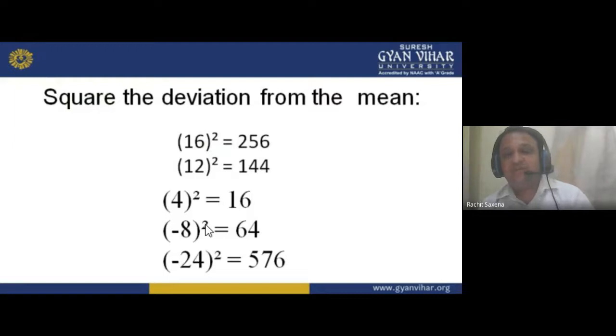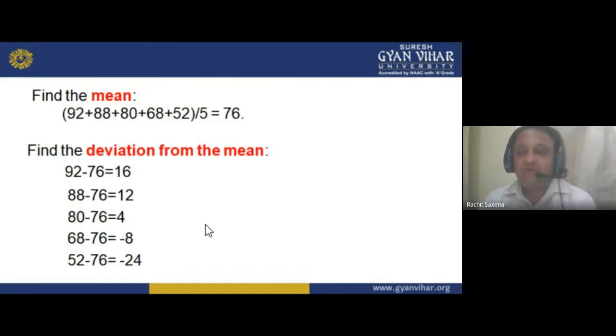So square the deviation from the mean. First we calculated the mean. It is very simple. Add all the numbers, divide by 5, we'll get the mean. That is the central value. Now find out the deviation from the mean. Deviation from the mean is the difference from the mean, the central value. So take one by one. First score, subtract from it. Second, subtract from it. Third, subtract from it. Fourth, subtract from it. Then fifth, subtract from it. So you'll get positive and negative both sides.